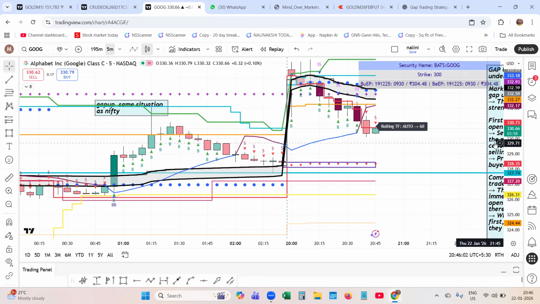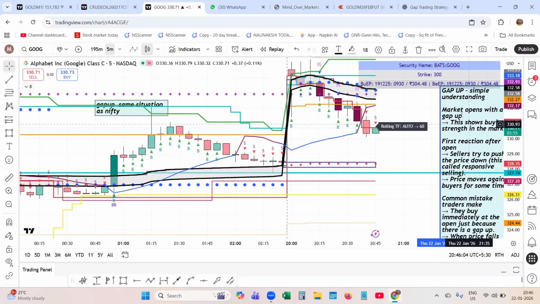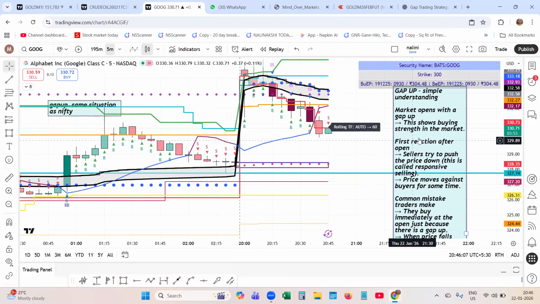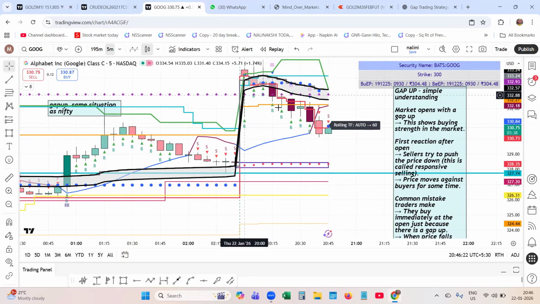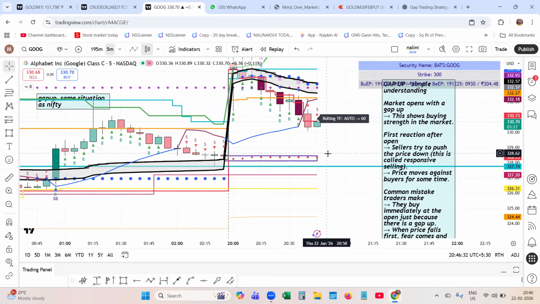So what happened here? Market opens with a gap up. This shows buying strength in the market. First reaction after open, sellers try to push the price down, called responsive selling, and price moves against the buyers for some time. Now still it is not reversing. It is one candle. We need to wait for the value to develop, where the market has to find the value.